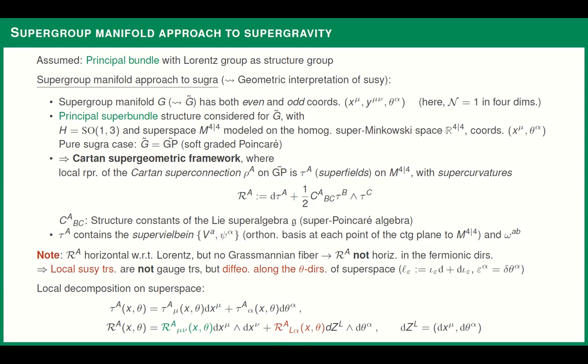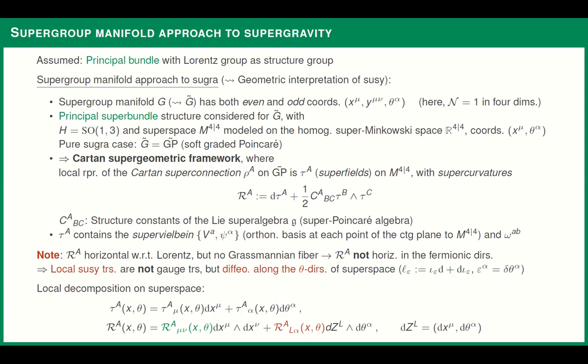And this also implies, as we will see in the geometric approach, that if we consider local supersymmetry transformations, they are not Lorentz gauge transformations, but have to be interpreted as diffeomorphisms along the theta, the fermionic direction of superspace, which are therefore described in terms of the Lie derivative along the supersymmetry parameter epsilon.